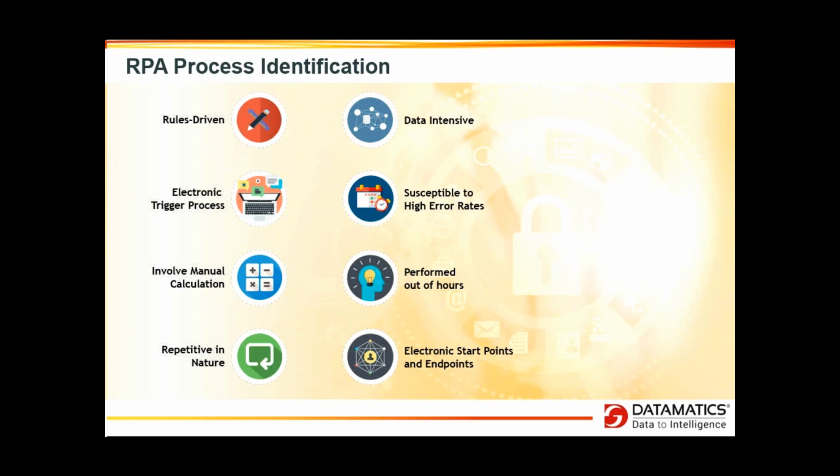Then data intensive, susceptible to errors, performed out of hours, which is another important point, because robots will never sleep, they will work 3 shifts, they will never get tired, they will never make mistakes. So if I have a process which needs 2 shifts, 3 shifts, I don't need 3 people, I can run the robot on the machine all the 3 shifts. It's 3 times better, and then if it's double the speed, then it's 6 times better.